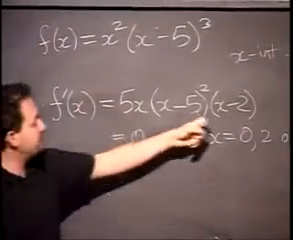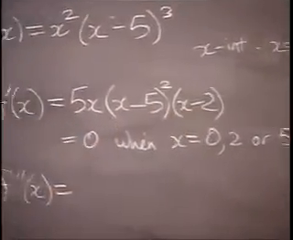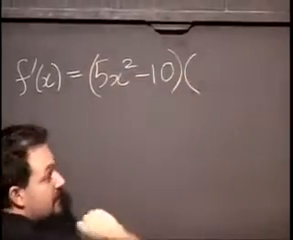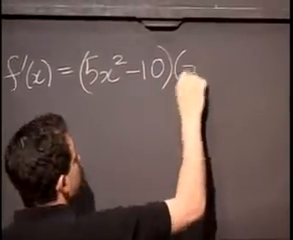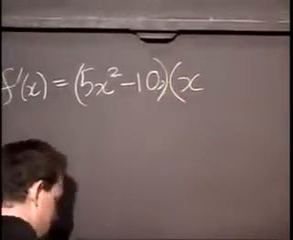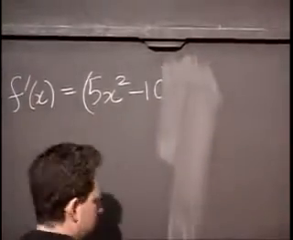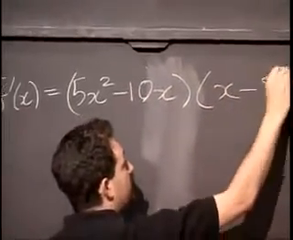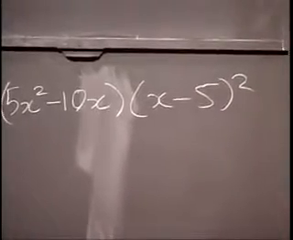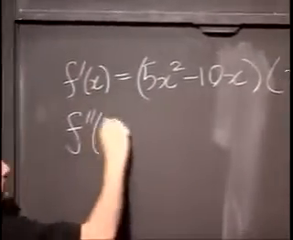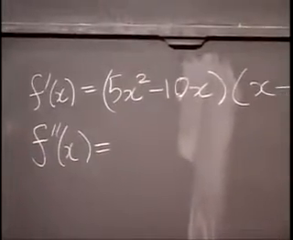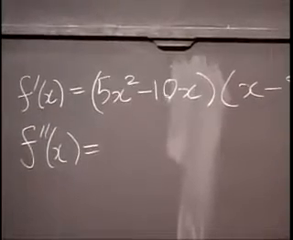I'm going to combine this factor and this factor for ease. So it'll look like 5x squared minus 10x, outside of x minus 5 all squared. Okay, let's differentiate this to find the second derivative. We'll use the product rule. So I turned the 3 factors that we had originally into 2 factors because it's easier to differentiate.